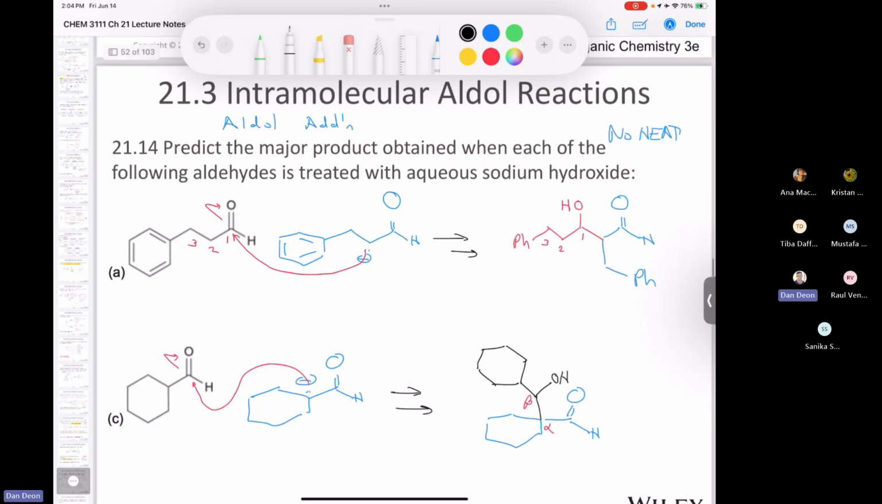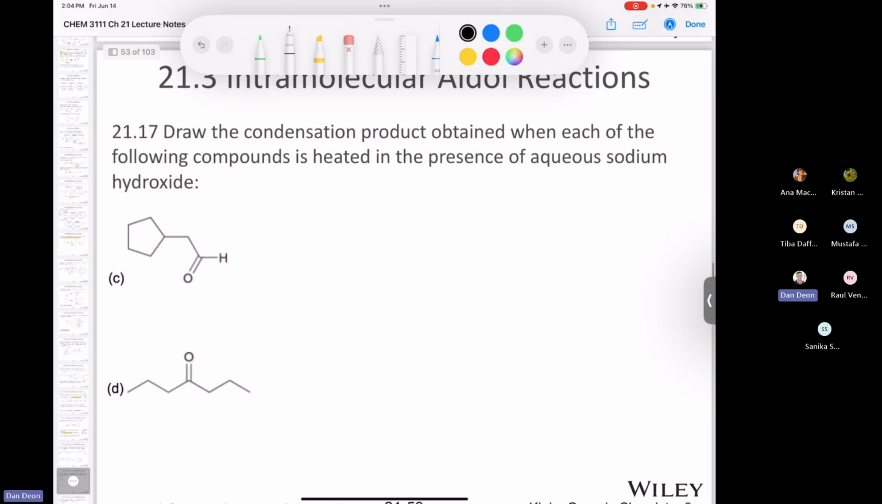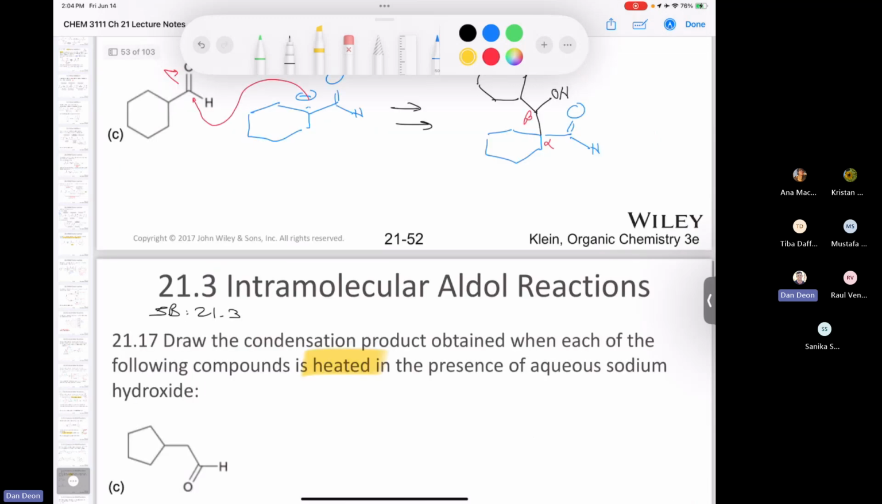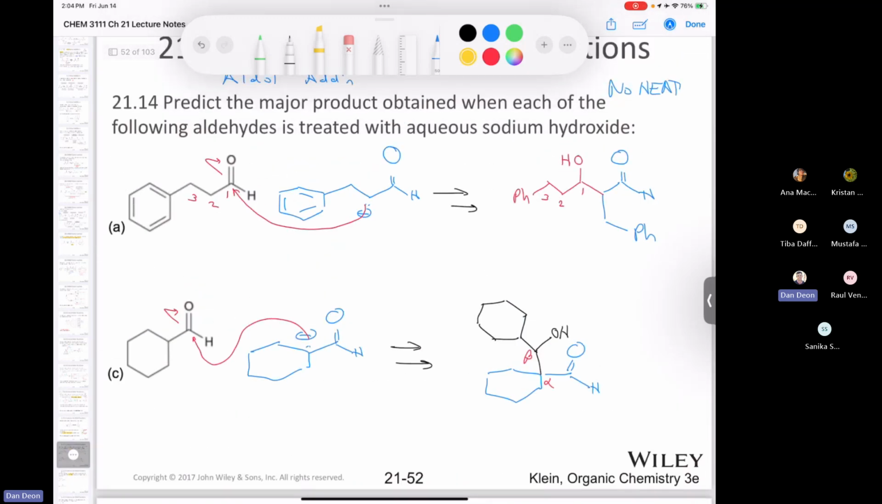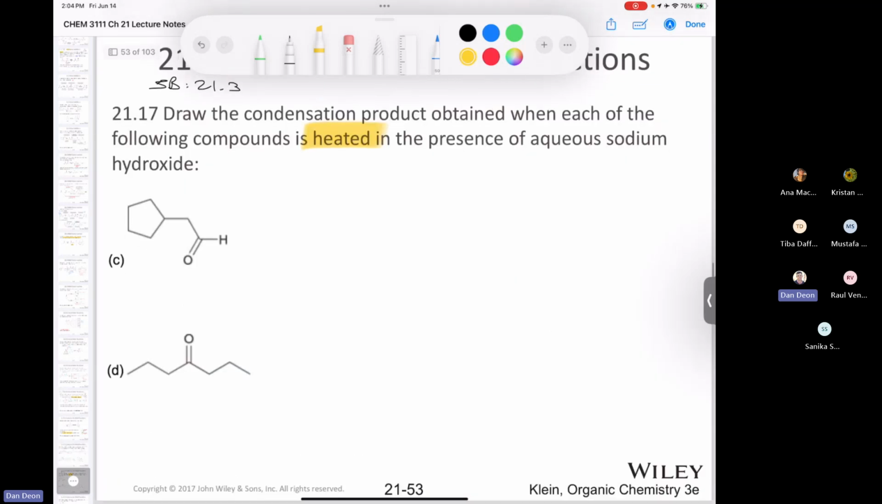All right. Okay, well, the next one is the one that involves the skill builder. So we'll put here skill builder 21.3. That's the one that helps you draw the product of the aldol condensation reaction. It asks us to give the products if we were to heat the following compounds in the presence of aqueous sodium hydroxide. Now, you could do it the exact same way I did it here, and then just do the E1CB. That will work, but I'll show you my kind of shortcut if you want to know.